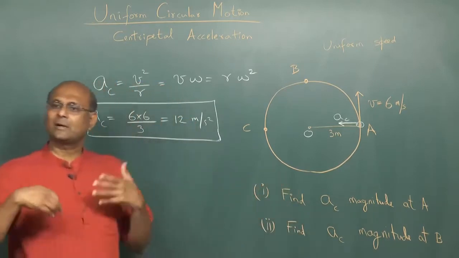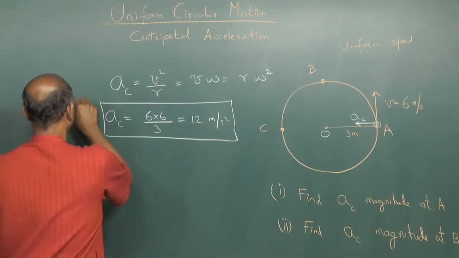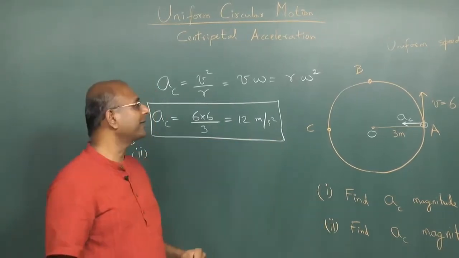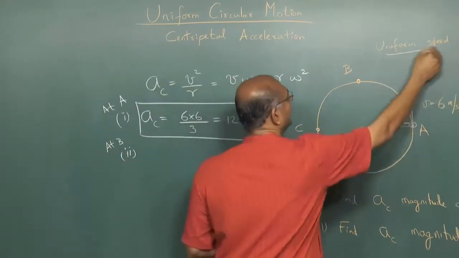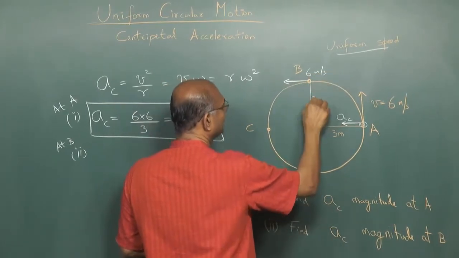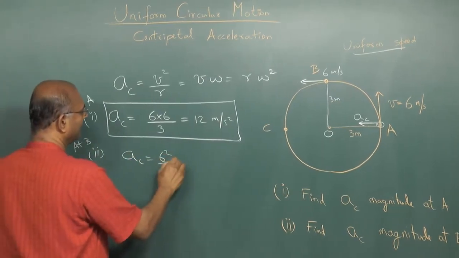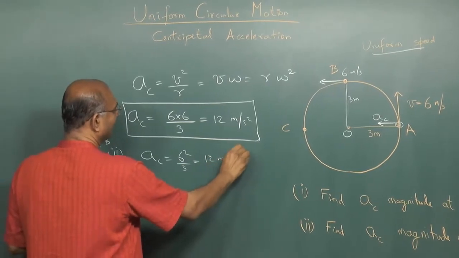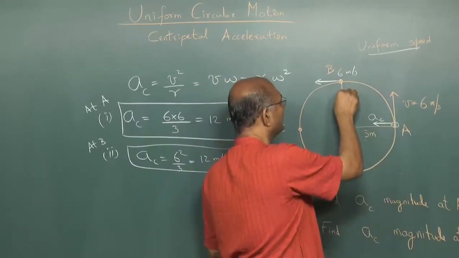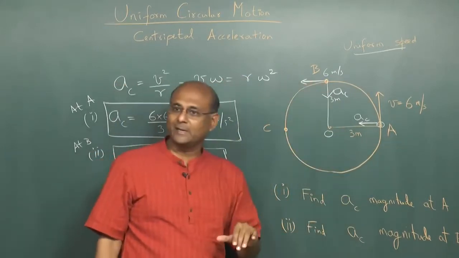What is the acceleration magnitude at B? This is at A. At B, well, it's not going to change, it's going to be the same. Acceleration magnitude remains the same. Why? Because it's uniform speed. So at this point, the velocity is going to be like this, 6 meters per second. The radius is still 3 meters. So therefore, the acceleration is still 6 square by 3, 12 meters per second square. The only difference is that at this location, the acceleration points like this. At this location, the acceleration is going to point like that. The magnitude is going to be the same, the direction is going to be different.